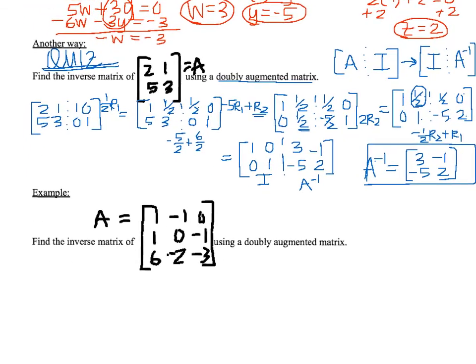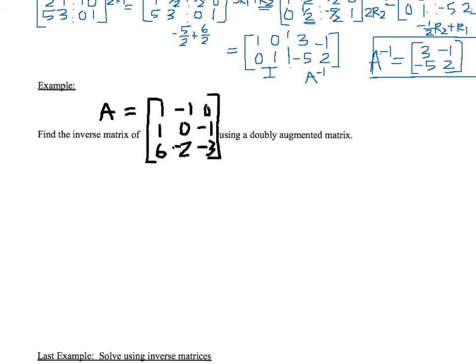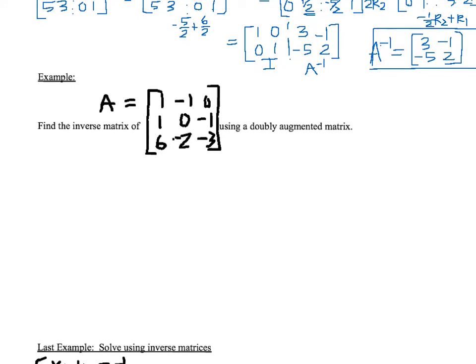So let's try one that's a little bigger. All right, we give you a 3 by 3 matrix. So if I'm augmenting it, again, I want to augment it with a 3 by 3 identity. So let's take a look at that. I have 1, -1, 0, 1, 0, -1, 6, -2, -3. And my 3 by 3 identity says put 1 in the diagonals and 0 everywhere else.